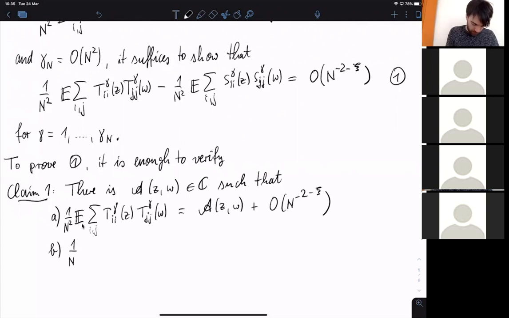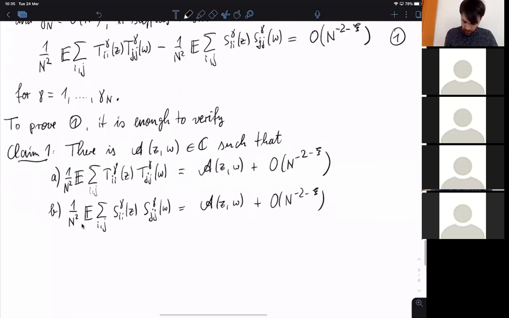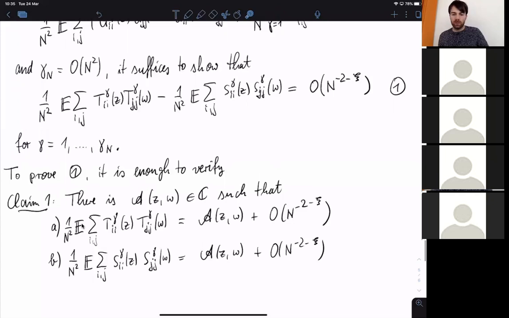And then the second one is the same, but now we have an s: S_{ii} of gamma z and j gamma of w is A of z, w plus order n to the minus 2 minus xi. The important point here is that we have one fixed A, which is the same for both of them, and we have this sufficiently small error term. Once we've verified claim 1, we have proven 1 here.